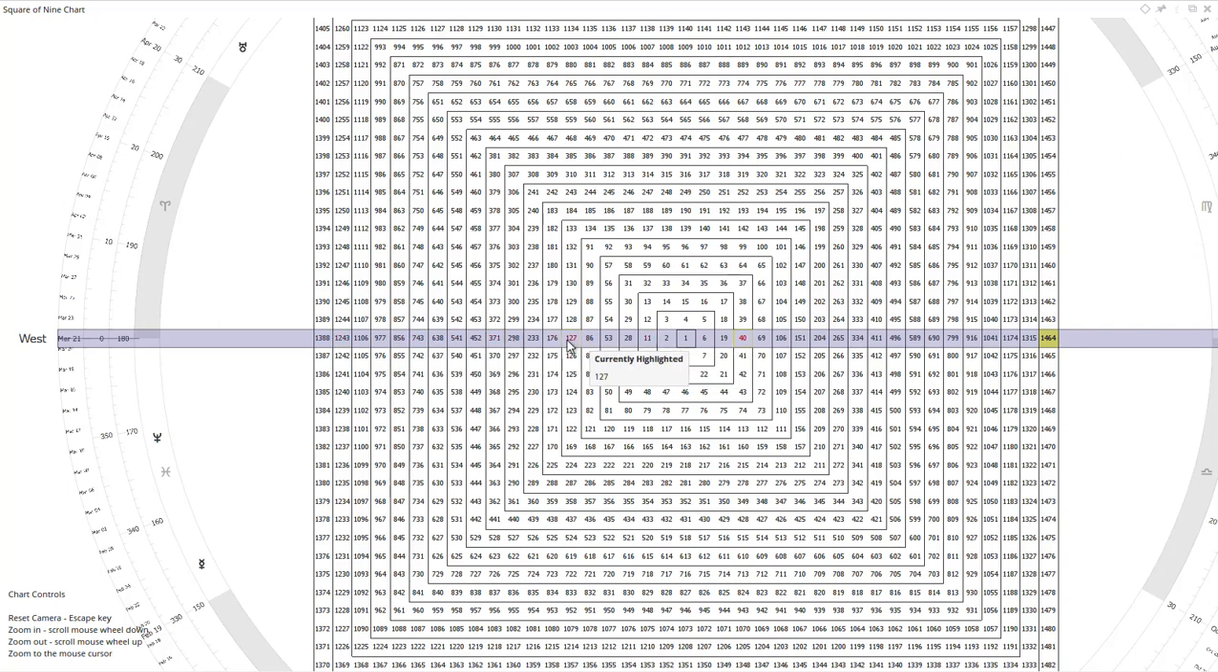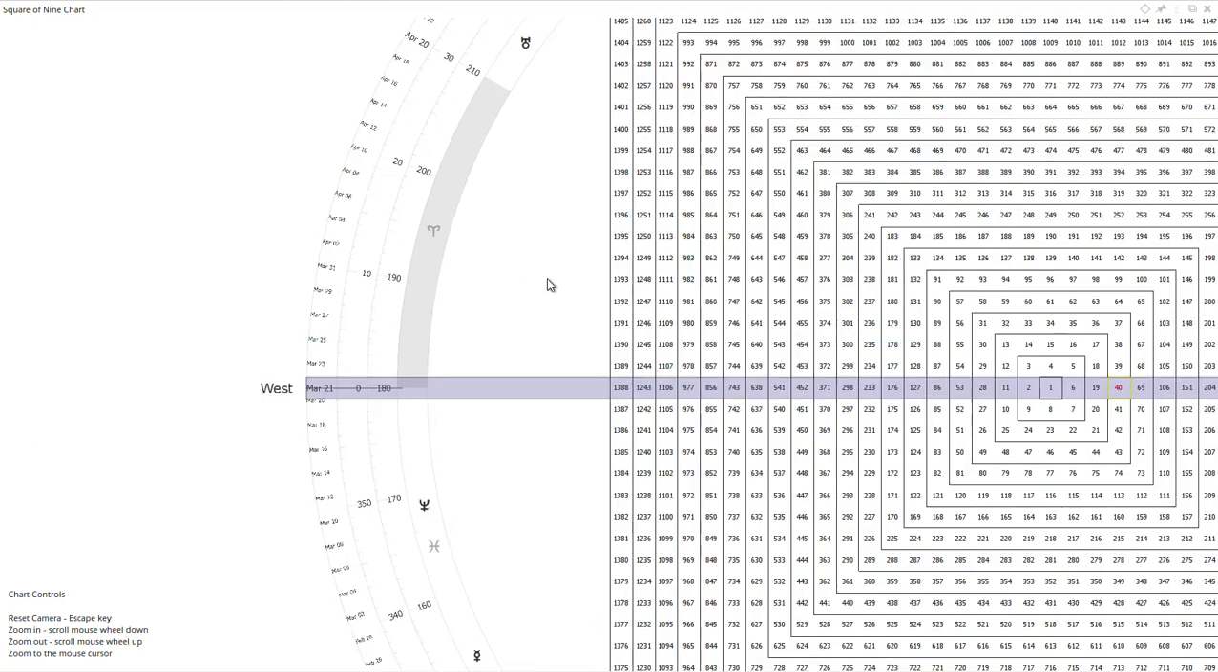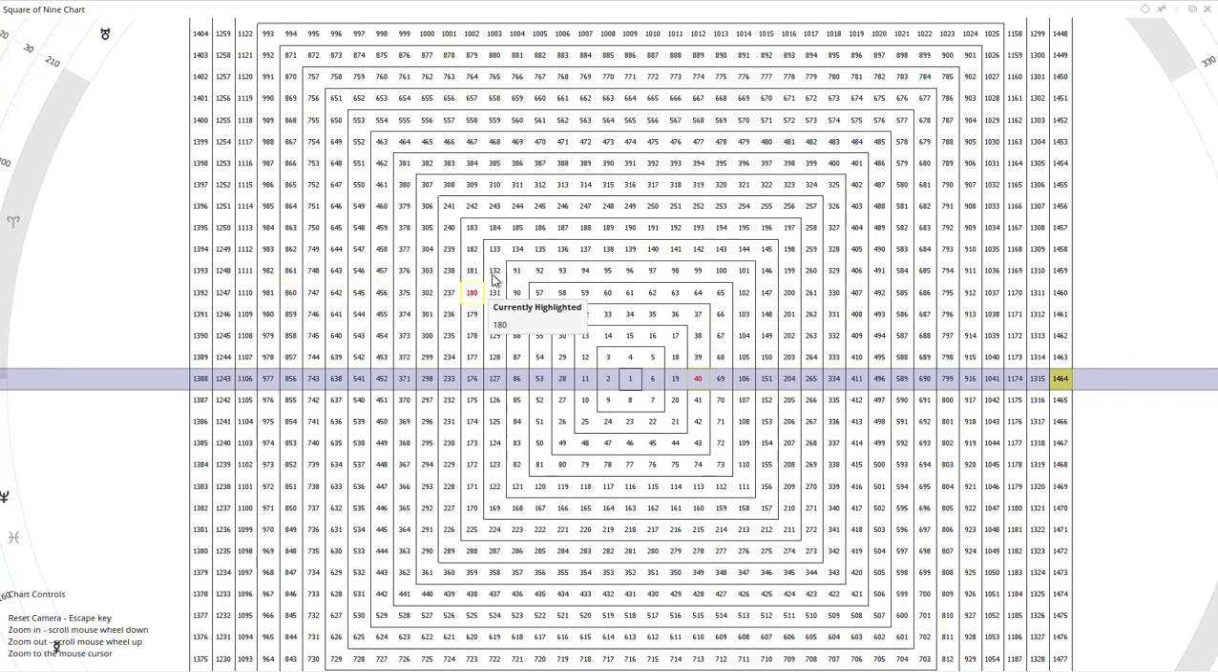These numbers over here are 360 degrees. These numbers over here are 180 degrees from this starting point over here. And just to give you a better view, you can see it's a complete circle. That's 360 degrees. It's just I've zoomed in so that you can see the numbers a little better.